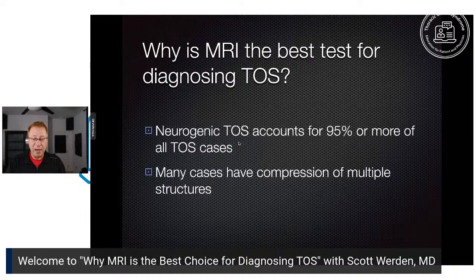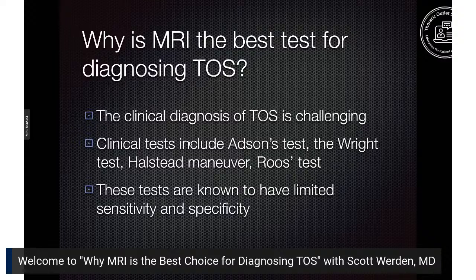Neurogenic TOS accounts for about 95% of all TOS cases, and it is the type that is the most difficult to diagnose by far. Most cases of neurogenic TOS, or TOS in general, have compression of multiple structures, and along each structure there can be multiple points of compression. Let's keep in mind that many different types of TOS have been described over 200 years in the literature. It's not a homogeneous disease, so we have to be prepared for a lot of complexity.